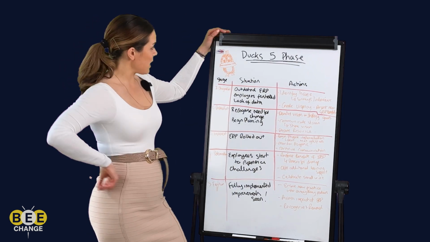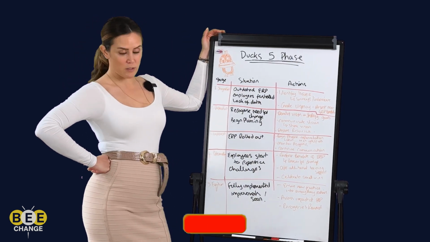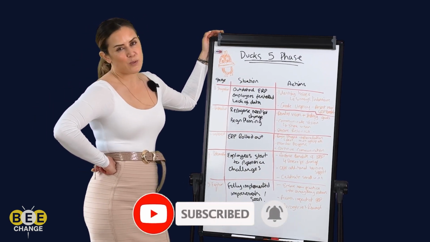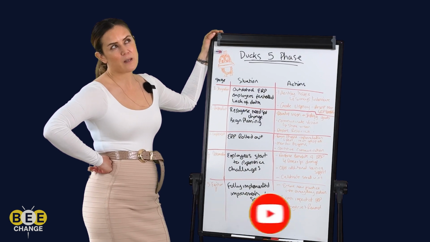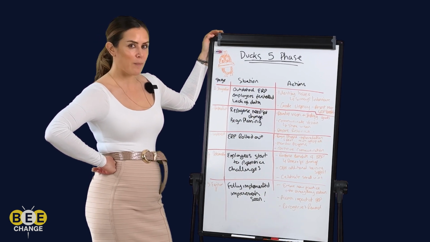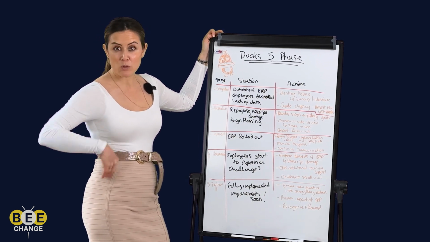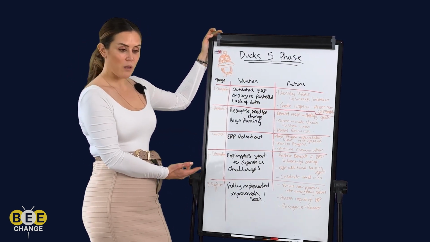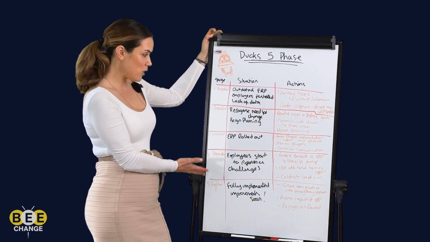So that is a great example, or certainly I think it's a great example, because hey, I designed it, of a DUC's 5-phase model. So hopefully you can think about a use case for you. Maybe you're doing a project at the moment where you can start to implement this change model into your project.